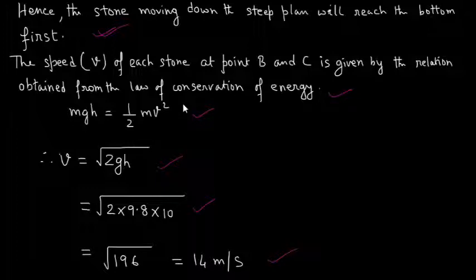The speed v of each stone at point B and C is given by the relation obtained from the law of conservation of energy. mgh is equal to half mv square, so v is equal to under root 2gh. Putting the values of g and h, we get under root 2 multiplied by 9.8 multiplied by 10, that is under root 196, which is equal to 14 meter per second.